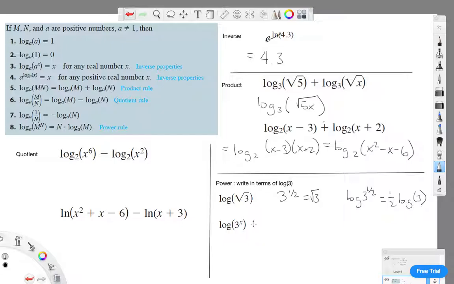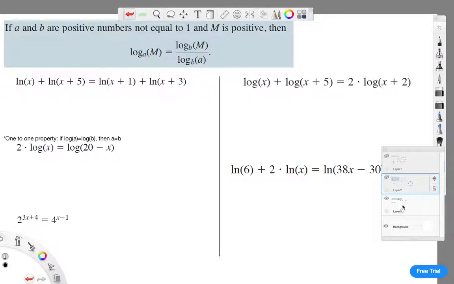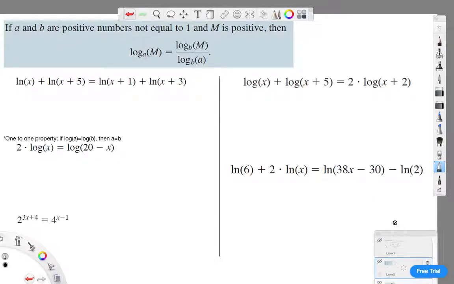Next up, log 3 to the x. So again, we're just going to take our power rule, take our exponent and drop it down in front. X times log of 3. Very simple stuff there. Directly applying the laws of logs.